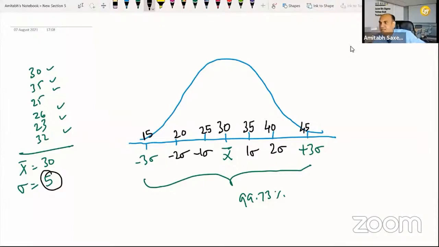So Neha is asking me to explain. Okay, let me explain. This is the average, 30 minutes, you understood? One time standard deviation: standard deviation is how much? 5. 1 into 5 is 5. So 30 plus 5 is 35. 35 plus 5 is 40. 40 plus 5 is 45, and so on and so forth.